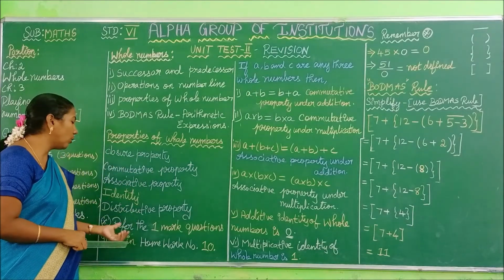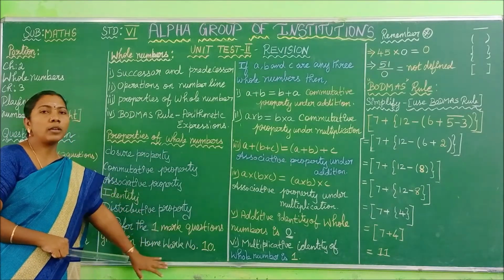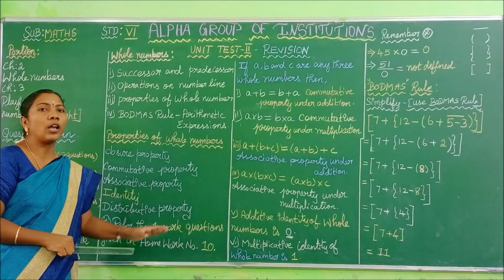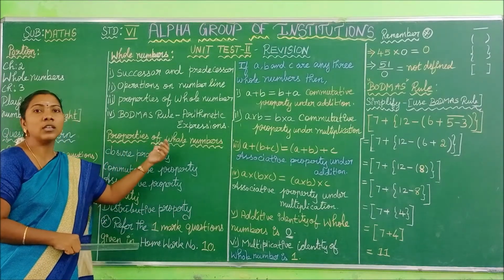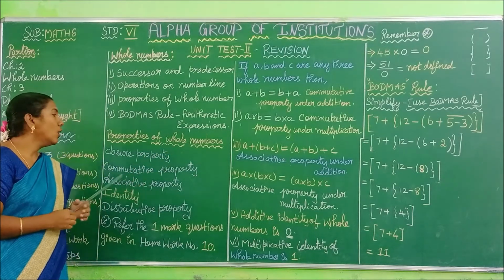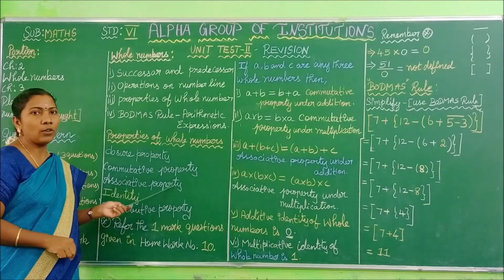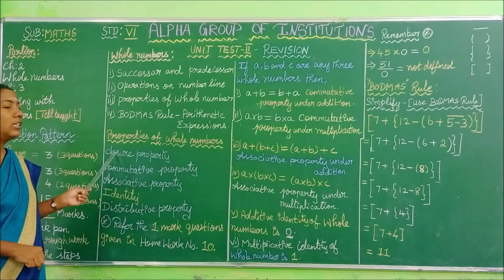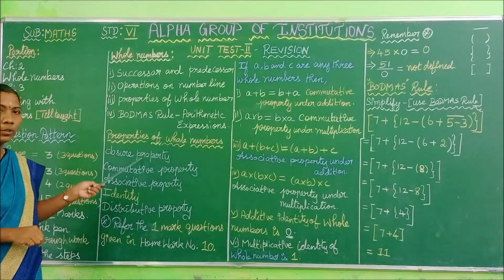So you have to refer to your homework number 10 questions. In homework number 10 you have fully 1 mark questions based on the concept of properties of whole numbers, so you have to be thorough with those 1 mark questions. First we are going to discuss some important points in the properties of whole numbers. We have already seen the closure property, so you have to refer to your class for it.